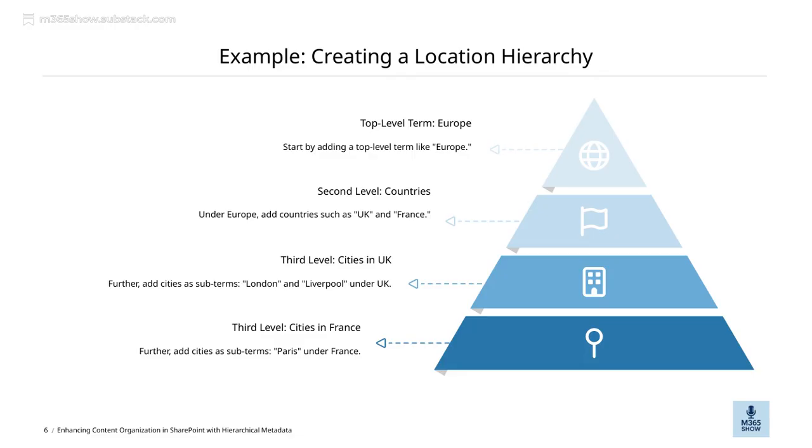The key point here is that by building these hierarchical metadata terms, starting from broad regions like Europe and narrowing down to specific cities, we improve content organization. This approach not only makes navigation more intuitive, but also supports better data management in SharePoint. So remember, adding these levels of detail helps create a logical, easy-to-follow hierarchy that aligns with how users think about locations, ultimately making our content more accessible and organized.